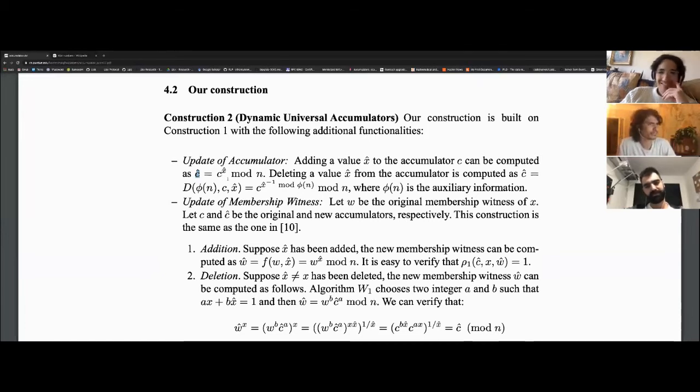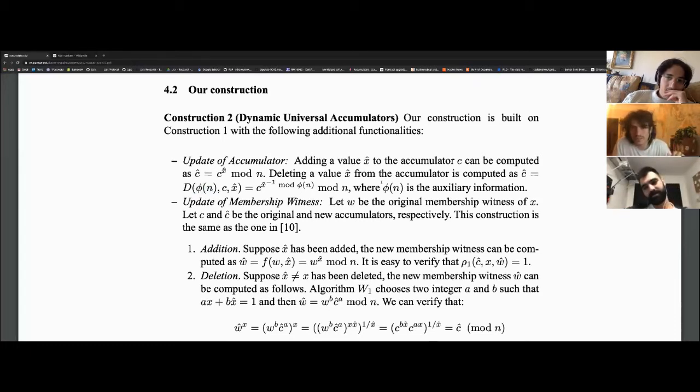If you now want to delete a value X hat from the accumulator to calculate the new accumulator C hat, then you need this auxiliary information. Again, if you want to do it efficiently, of course, you can just recalculate everything from scratch. So you need this factorization, because then you need the Euler totient function, and you can calculate this root. You can do C to the X hat minus 1 mod phi n.